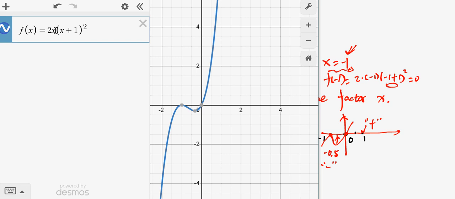And for the factor here, 2 times x, the exponent is 1. Then it's going to change the sign. You see it at this place. Greater than 0, positive. Less than 0, negative. Again, except this point. Okay. That's the graph for this function.